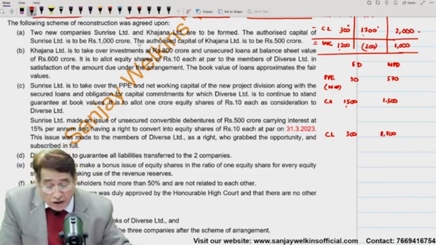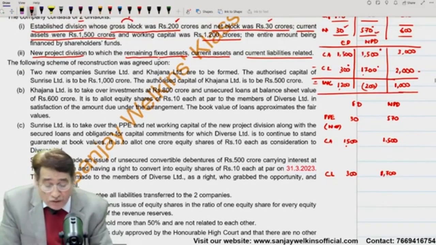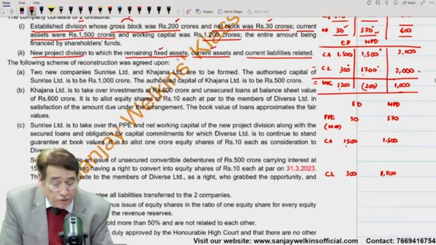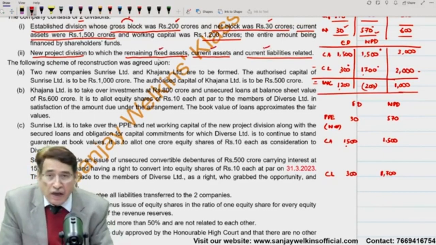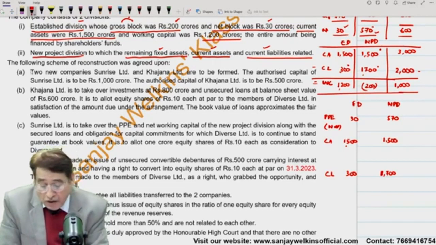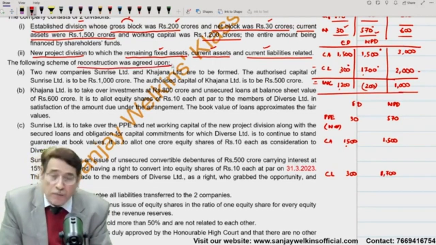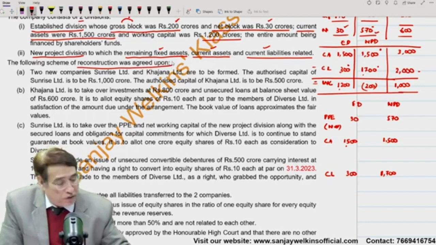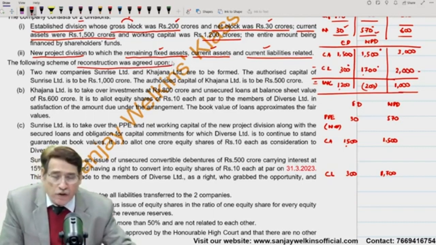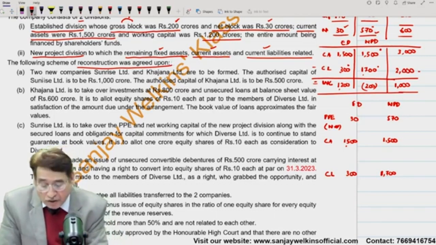Further, it is given now in the question. So we have figured out the items of fixed asset and current liability related to the new project division. Now further, it is given to us that the following scheme of reconstruction was agreed upon. I have already told you this entire process of demerger, sale of division, split-offs can be summarized in one technical term, that is reconstruction.